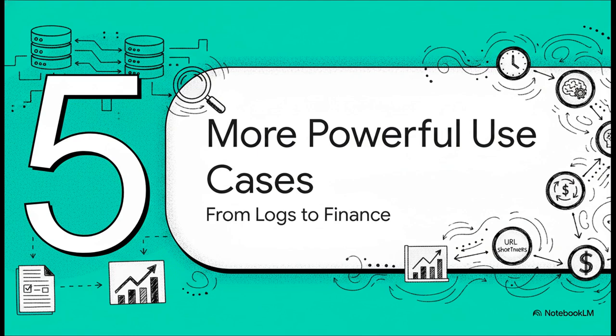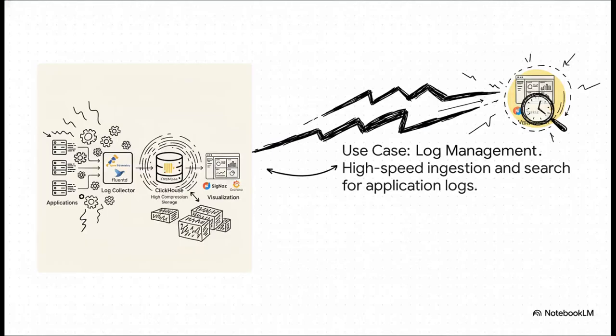A URL shortener is just one example, of course. ClickHouse is a total game changer in a bunch of different industries, so let's do a quick fire round of a few more. First up, log management.